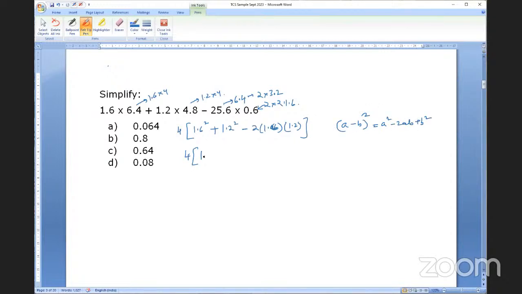So this becomes 1.6 minus 1.2 whole square. Or this is 0.4 whole square, 4 by 10 into 4 by 10. 4 fours are 16, so 16 by 100 is 0.16. And yes, that we have in option C. Good one.